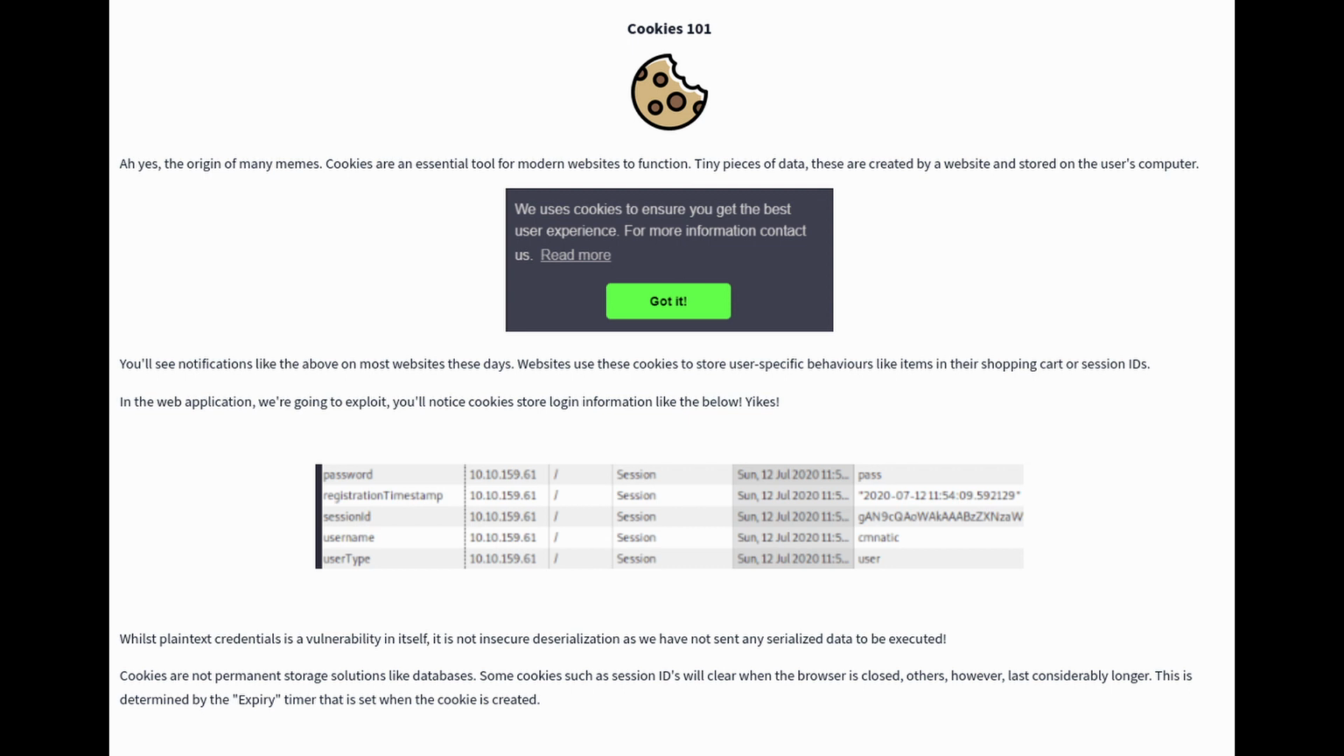We are now at cookies, and these are quite important if you ask me, because if you ask me what's the most important thing in data storing, then I think it would be cookies when we are talking about web applications. So, what are cookies? You must have seen this message pop up: we use cookies to ensure you get the best user experience.